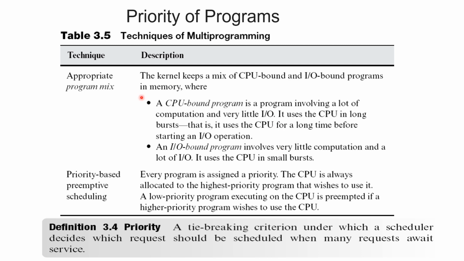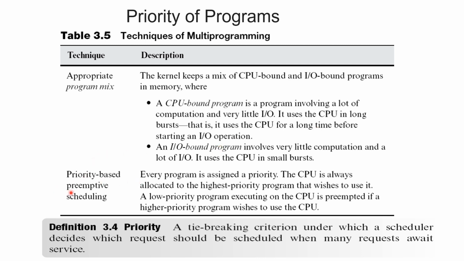So these are the two techniques of multiprogramming: appropriate program mix and priority based preemptive scheduling. In the appropriate program mix, the kernel keeps a mix of both CPU bound programs and IO bound programs. I have told you that in a CPU bound program the CPU involvement is more and IO operations are very few. In an IO bound program, IO is more and CPU is very little.